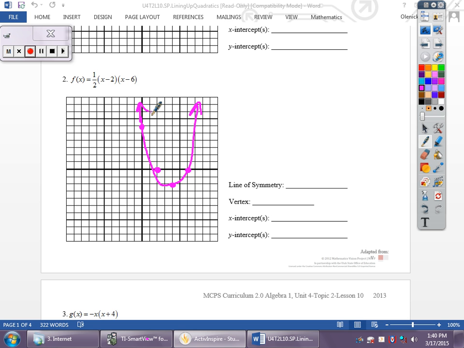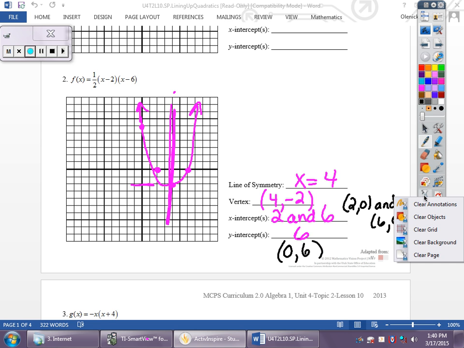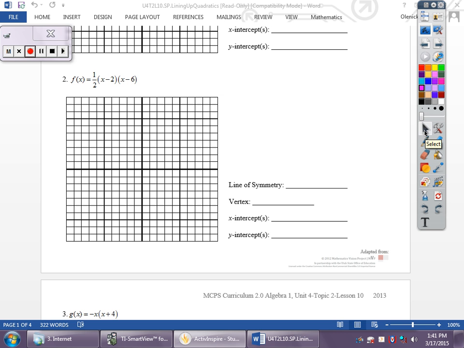There we go. So my line of symmetry right here, that is going to be x equals 4. My vertex is going to be 4, negative 2, using the line of symmetry and the lowest point, the minimum. My x-intercepts, and again, not in proper form, are 2 and 6. And the y-intercept is 6, okay? If you want to see proper form really quick, it would be 2, 0 and 6, 0. And for the y-intercept, it would be 0, 6. Okay, we're going to go ahead and clear the annotations so I can move the screen and get to the next problem.